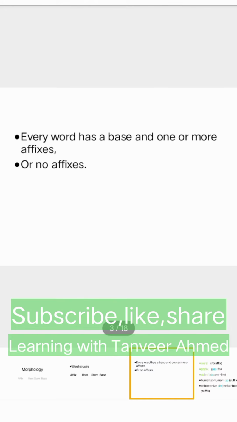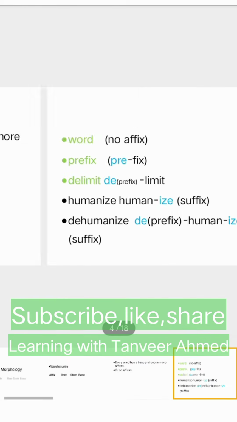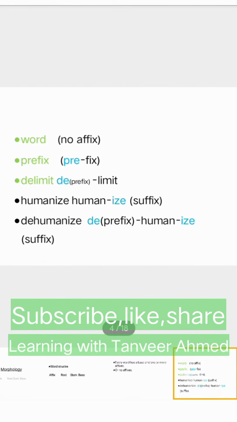And every word has a base and one or more affixes. It means complex words, and let's explain it further. Let's take the word "word". It has no affix. It means it has no prefix, no suffix, or whatever. When we look at the word "prefix", it consists of two parts. Pre means affix and fix means root.